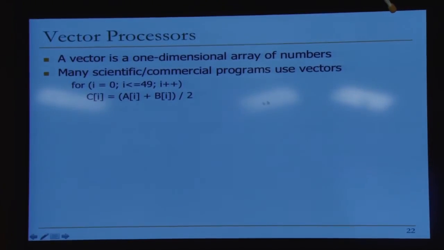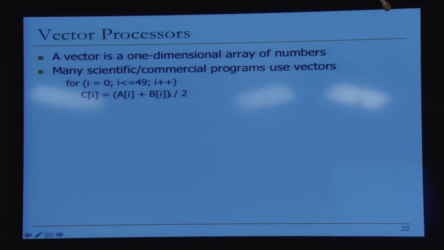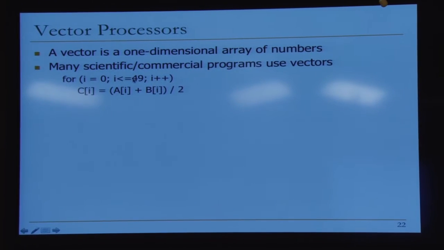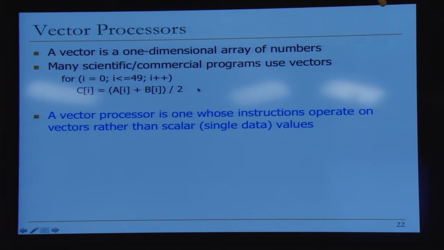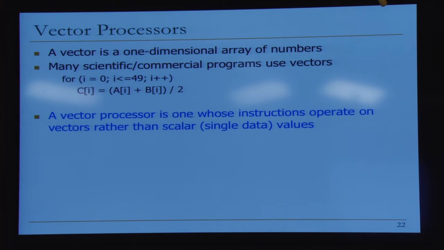Okay. So what is a vector? I assume you all know what a vector is, hopefully. It's basic math. It's a one-dimensional array of numbers, right? And many scientific and commercial programs actually use vectors, and we're going to use this as a running example over here. Basically, what we're doing here is, I guess, averaging two vectors and storing the result in another vector. And each vector has 50 elements here. And a vector processor is one whose instructions operate on vectors rather than scalar or single data values. I'm going to use the vector processor as an example, but keep in mind array processor is just a dual of this.